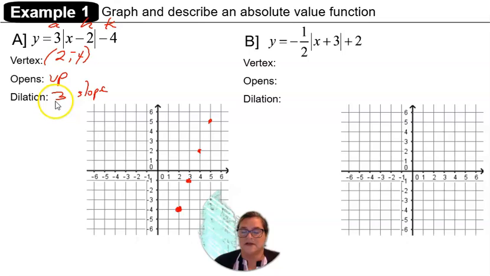I can also use that slope going to the left because this graph makes a V shape. So I'm going to start at my vertex again, go up 1, 2, 3 and to the left 1, up 1, 2, 3 to the left 1, up 1, 2, 3 and to the left 1. And now I can connect those points to make my absolute value graph.